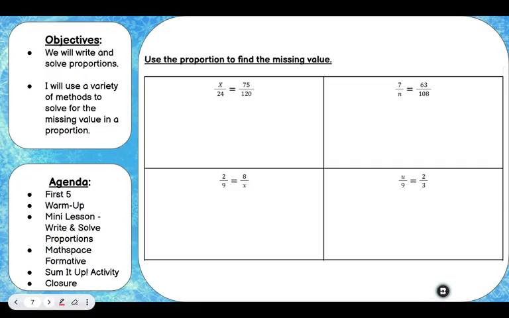All right, so looking at the first one, it's x over 24 equals 75 over 120. So I'm going to tell you a little bit of a story, okay? So stick with me with this story. There is a couple, and this couple is dating. The couple is 24 and 75, and they love being together. So on our calculator, we're going to multiply 24 times 75. And when we get that, we get 1,800.